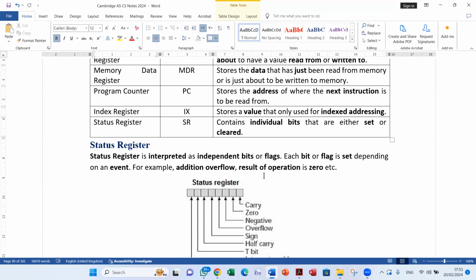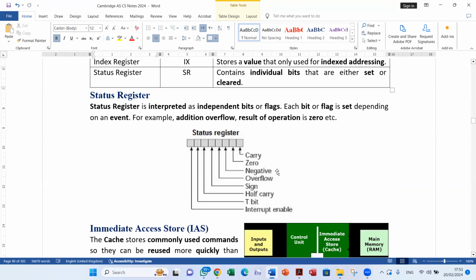The status register is very simple. Let us explain it right now. The status register is interpreted as individual bits. It may have like 8 bits, each bit indicating one state. Each bit or flag is set. Set means becoming equal to 1, or reset becomes equal to 0.